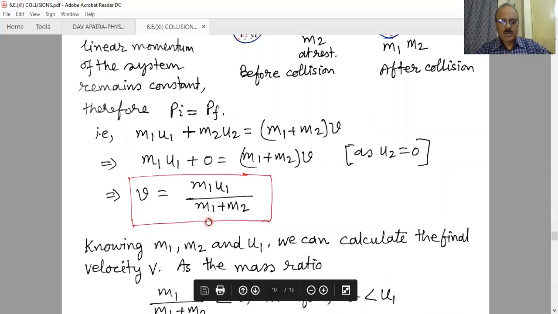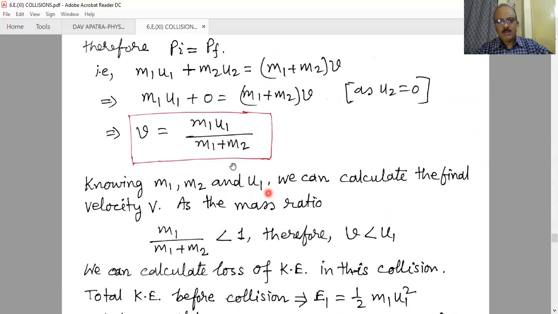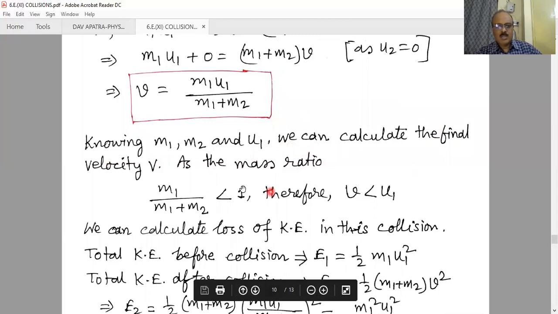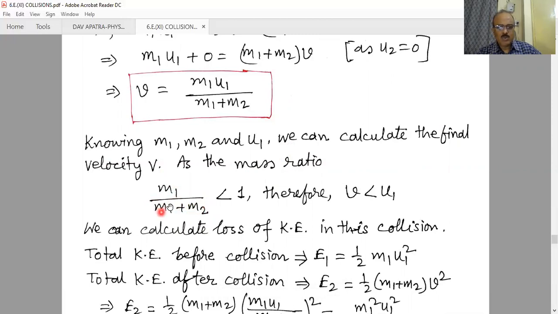The velocity v is m1 u1 divided by (m1 + m2). That means a single unknown and a single equation; m1, u1, m2, u2 are all known to us, therefore we can find the final velocity. Knowing m1, m2 and u1, we can calculate the final velocity v with the mass ratio m1 by (m1 + m2), which is obviously less than 1, because the denominator m1 + m2 is more than m1, therefore it is a fraction. Therefore u1 will be greater than v.